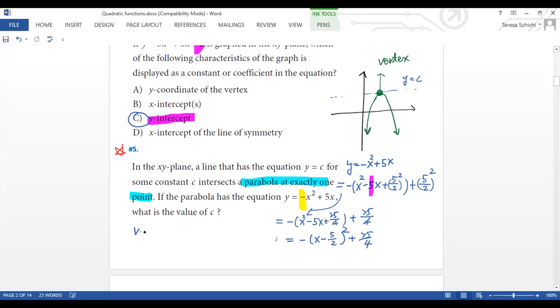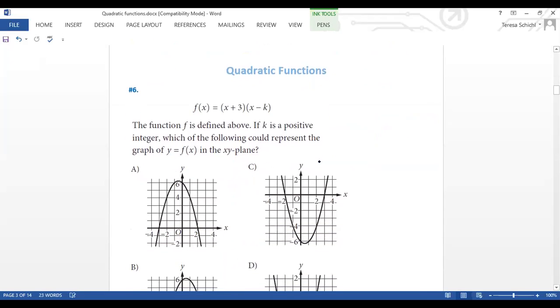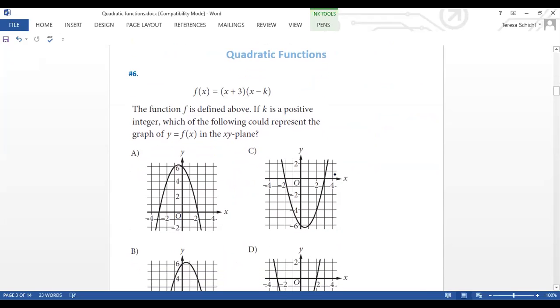So based on this vertex form, what is my vertex here? The vertex will be 5/2 and 25/4, right? The c is the height, so it's the y coordinate. So that's why I know c is equal to 25/4. Okay, so this one is a little harder than the other problems here. Let's take a look at a few more problems, and then maybe we can stop the video so we don't overwhelm you or make it last too long.